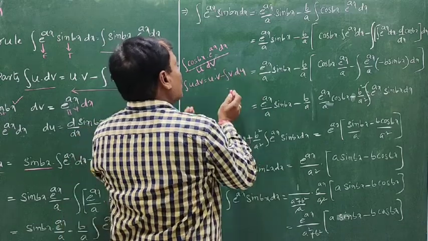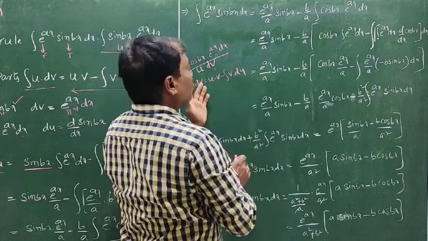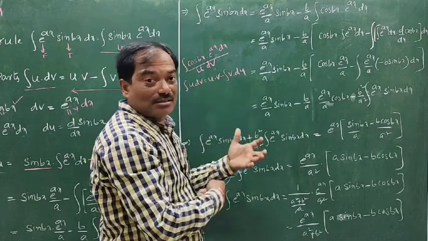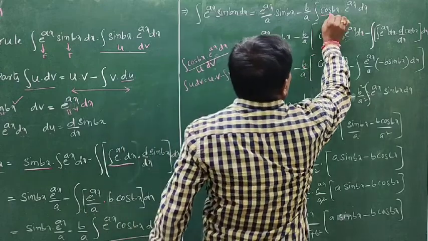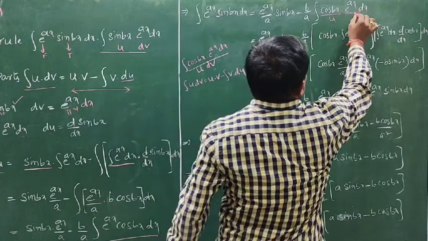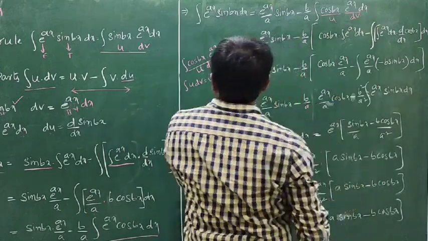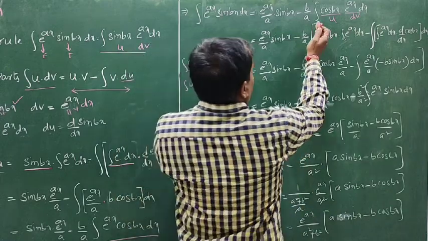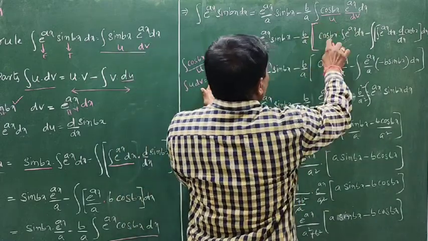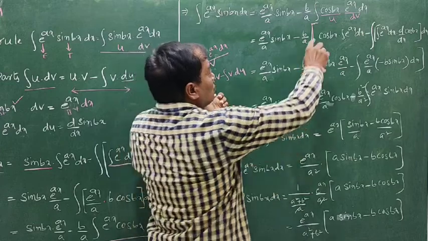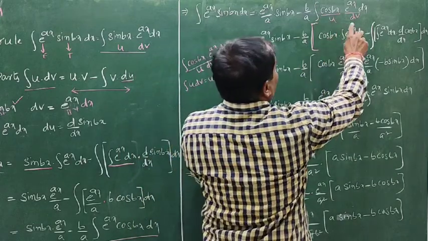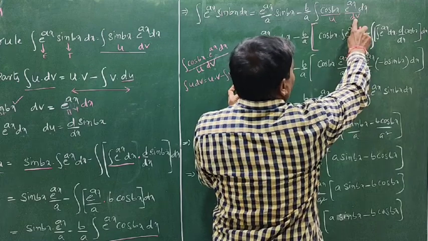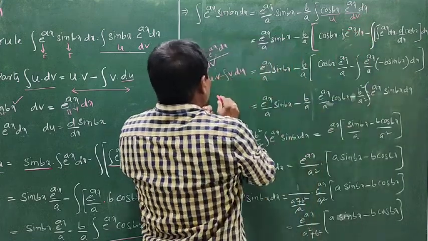Here we use the same formula, so I am not writing these terms again, but we write directly here: this is u and this is dv by integration by parts. Now what is the first function here? U is cos bx, the first function, and what is dv? Here this is dv, but v equals the integral.